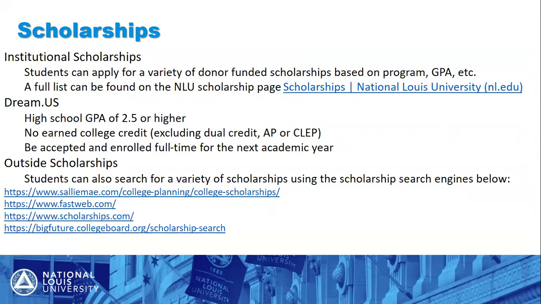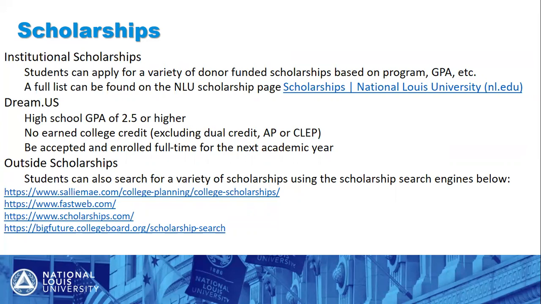Institutional scholarships: a student can apply for a variety of donor-funded scholarships based on program, GPA, and some other academic information. A full list can be found on the NLU scholarship page, which is listed here. You can also find it by just searching scholarships on the homepage. Dream.us: you must have a high school GPA of 2.5 or higher, no earned college credit, and be accepted or enrolled full-time for the next academic year.